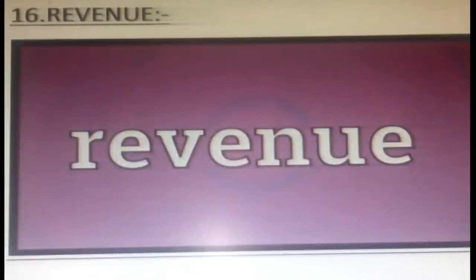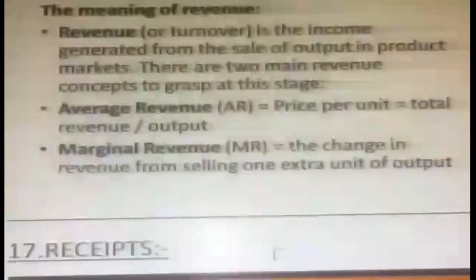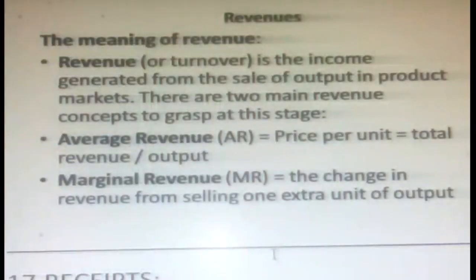See now the revenue. What is this very important term here? What is the meaning of revenue? See, the revenue is nothing but what? It is related to the income generated from the sale of output in product markets, correct? There are two main revenue concepts at this stage, correct? Maybe later on you can study average revenue and marginal revenue. After your generation of the business, you got some income, that is called revenue, okay? That is the idea here. Maybe in future you can study average revenue and marginal revenue. Okay, when you go for management accounting, correct?